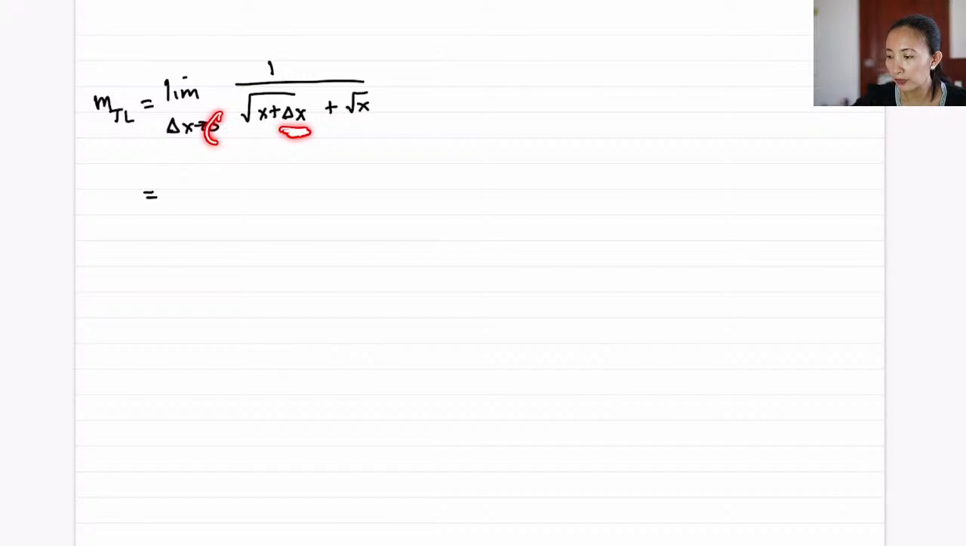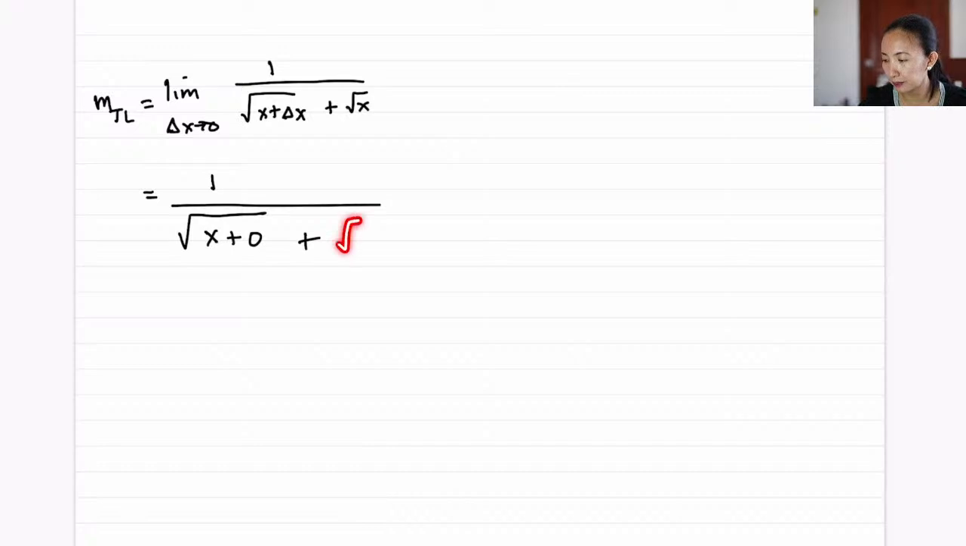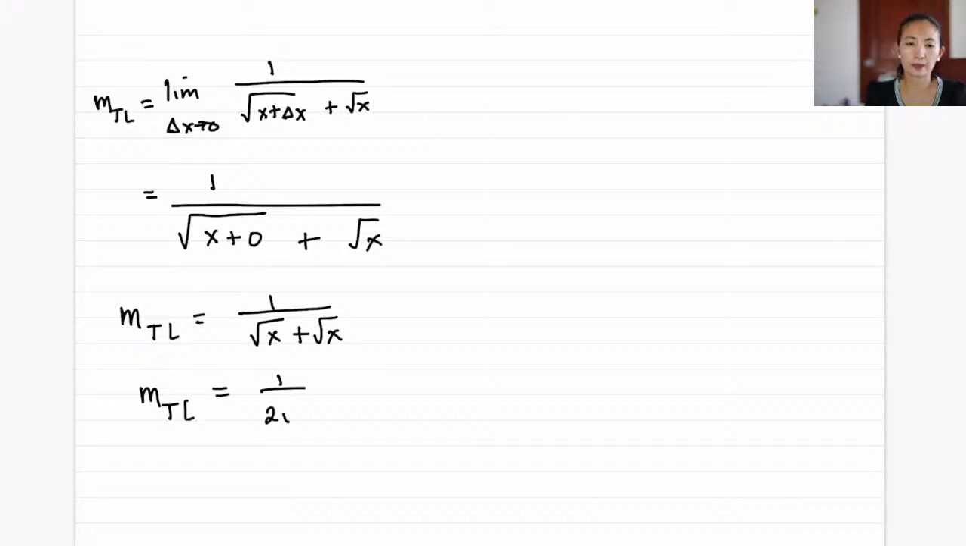With 0. Therefore, this becomes 1 all over the square root of x plus, what is delta x? Delta x approaches, yes, plus 0. So, I would write here plus 0 plus, this is again regarded as a constant, so plus the square root of x. Finally, the slope of the tangent line is equal to 1 over square root of x plus square root of x, which is 1 over 2 square root of x. Okay? 1 over 2 square root of x, but we're not done yet.